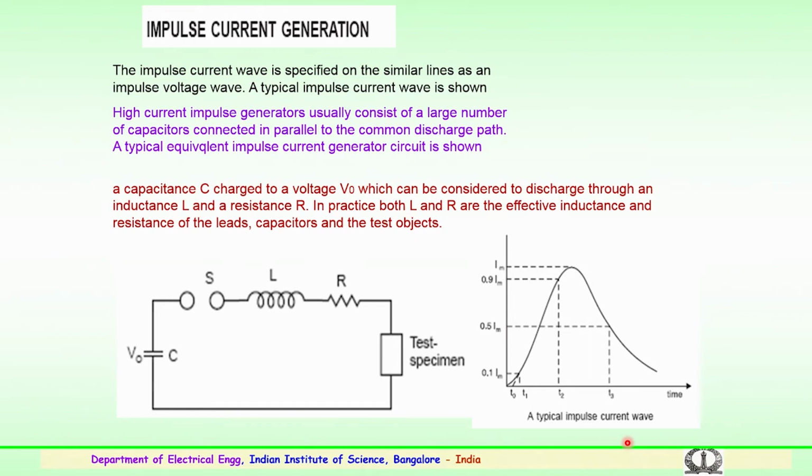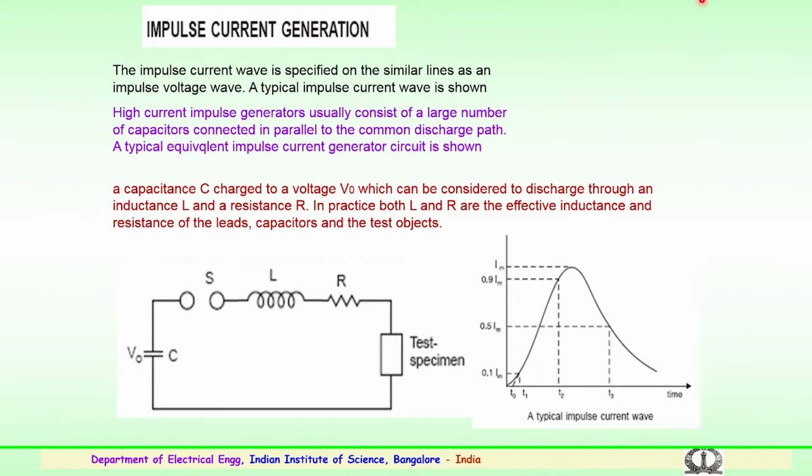The impulse current wave is normally specified on similar lines as an impulse voltage wave, which could be 1.2 by 50 for lightning impulse voltages or 250 by 2500 for switching surges. Here a typical impulse current wave could be 8 by 20 microseconds, 8 being the front time and 20 the tail time. So, 8 by 20 is typically a lightning impulse current wave, and there are other waveforms like the high current 4 by 10, and sharp rise waveforms such as 1 by 20, used for the testing of various equipment in the high voltage laboratories.